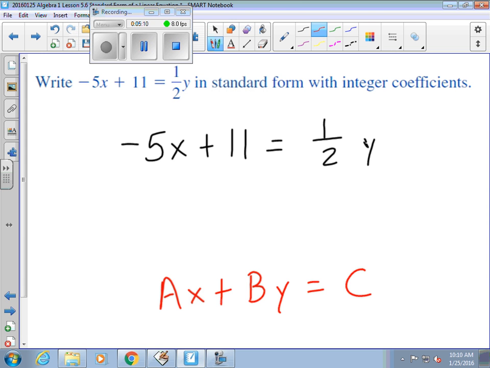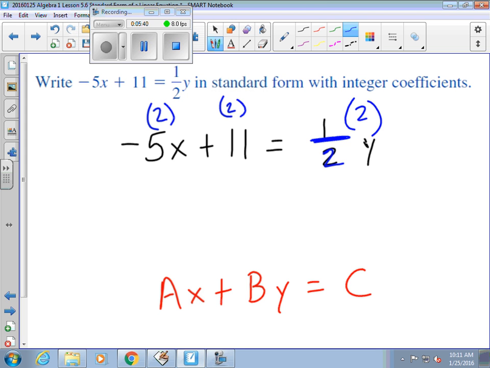Anytime you're doing standard form, the very first thing you want to do is eliminate fractions. So we have -5x plus 11 is equal to 1/2 times y. That says 1/2 times y, or divide by 2. We know how to undo dividing by 2: we multiply by 2. But remember, in order to make your equation balance, you have to multiply everything by 2, not just 1/2 y. So this needs to multiply by 2, and this does as well.